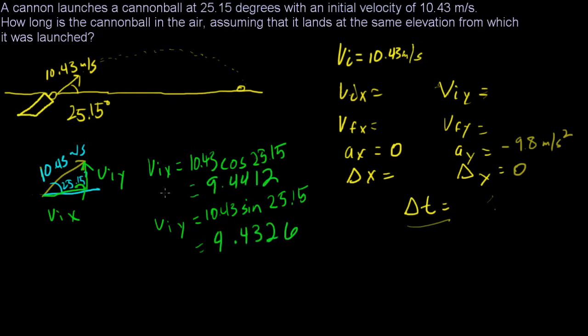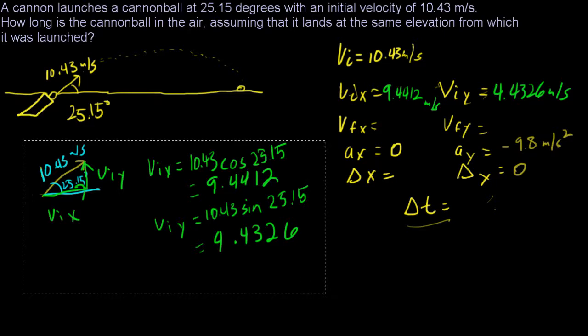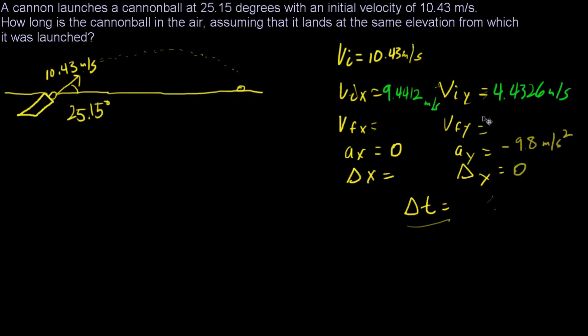So we get VIX is 9.4412. I'm going to fill that in. And we know this is meters per second. And VIY is 4.4326. Okay, so we filled that in. Now, what we really just want is time. So if we look at our knowns in the y direction, we'll see that we've got VI, we've got A, we've got delta Y, looking for T.